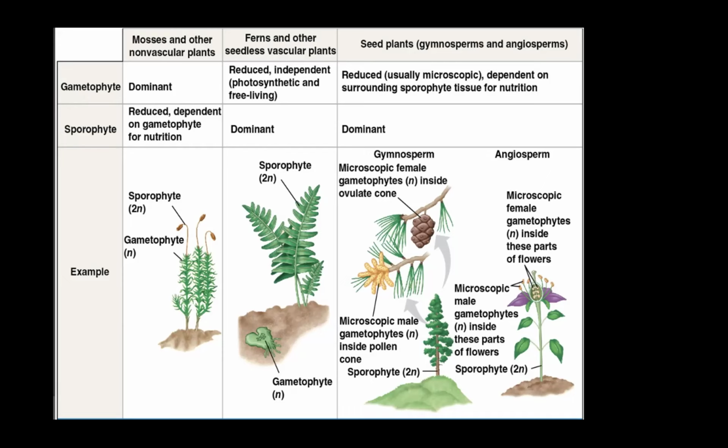In ferns and other seedless vascular plants, remember that the gametophyte started to become reduced and the sporophyte was the main stage. In seed plants, the gametophyte is completely reduced, usually microscopic, and the sporophyte still remains the dominant stage. However, in seeded plants, the gametophytes are going to be protected within either the flower or within the cones. Note that in gymnosperms, we can have ovulate cones, which contain the female gametophytes, and we can have pollen cones, which contain the male gametophytes.